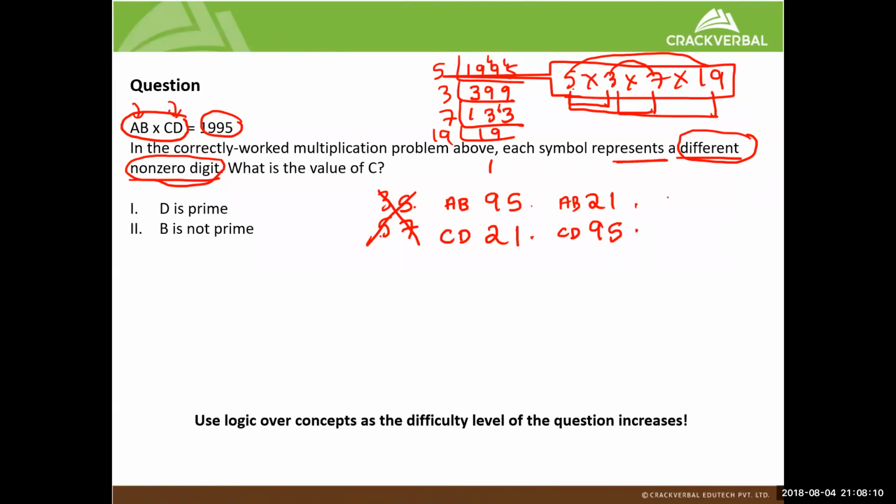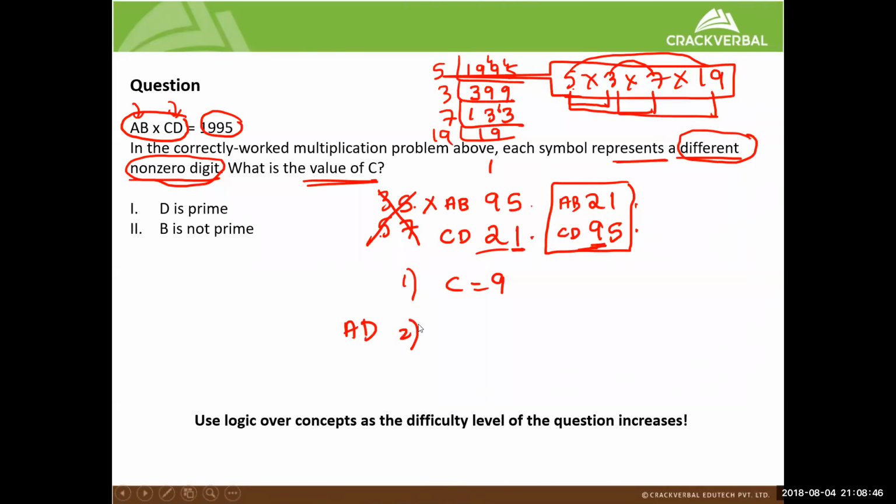Now I'm going to work with the statements. And remember, the question is asking me what is the value of C. So the first statement says D is prime. So these are the two possibilities. And when the first statement says D is prime, I have to respect that piece of information. So if D is prime, I cannot consider 95 into 21 here, because D is 1, and 1 is definitely not a prime number. So the only logical pick here is 21 into 95. And if AB into CD is 21 into 95, that gives me C to be 9. So the first statement is sufficient.